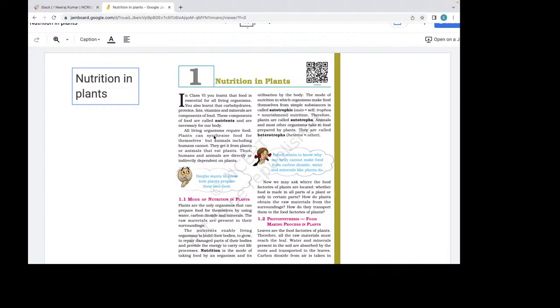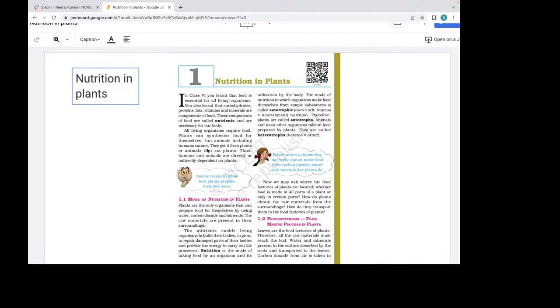So all living organisms require food. That is why we all need food to function. Plants can synthesize food for themselves, but animals, including humans, cannot. Plants can synthesize their own food. But how about animals? How about us?